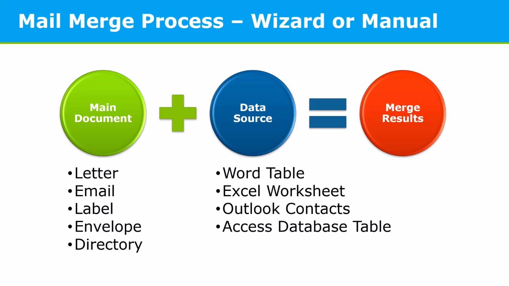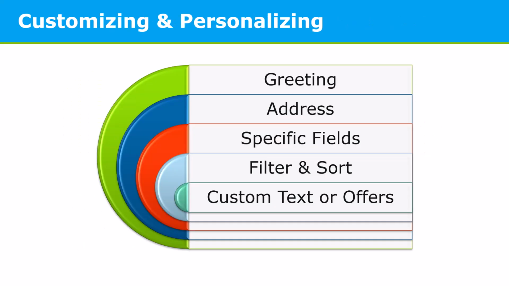To build a mail merge project, you can either use the step-by-step mail merge wizard, or once you learn the basics, you can perform a mail merge manually. As we'll see in this series with Word Mail Merge, you have multiple ways to customize and personalize the end result. Anything from your greetings and address to specific fields, you can filter and sort to only focus on certain contacts or entries, and even add custom text or offers.